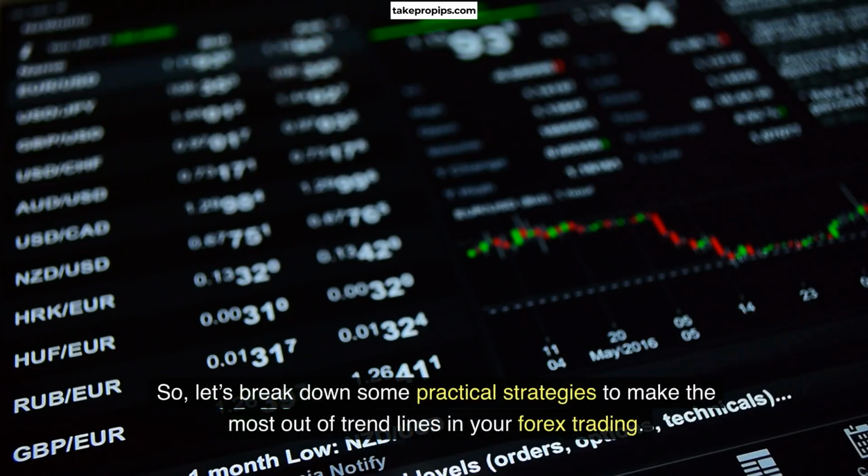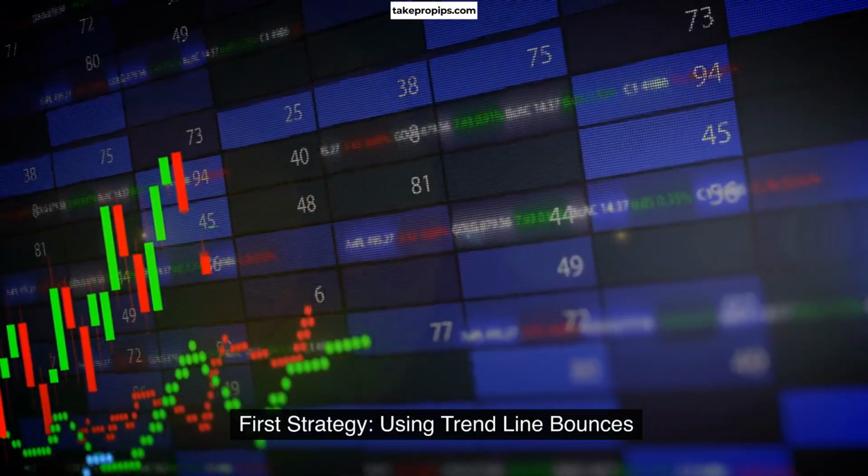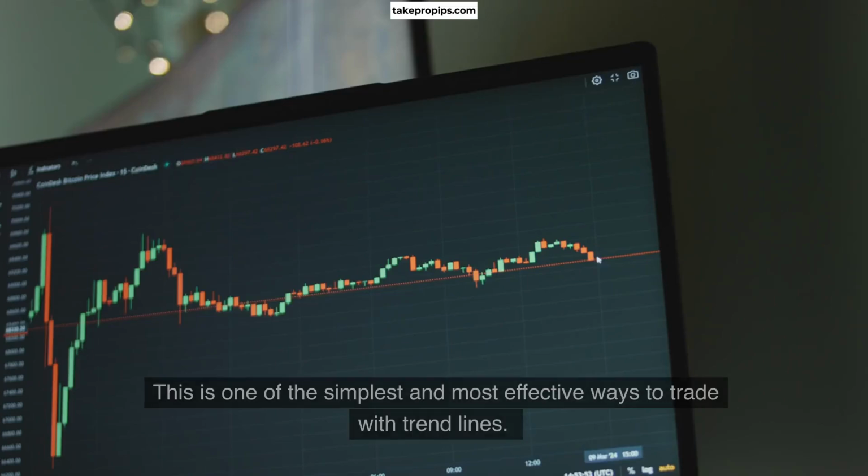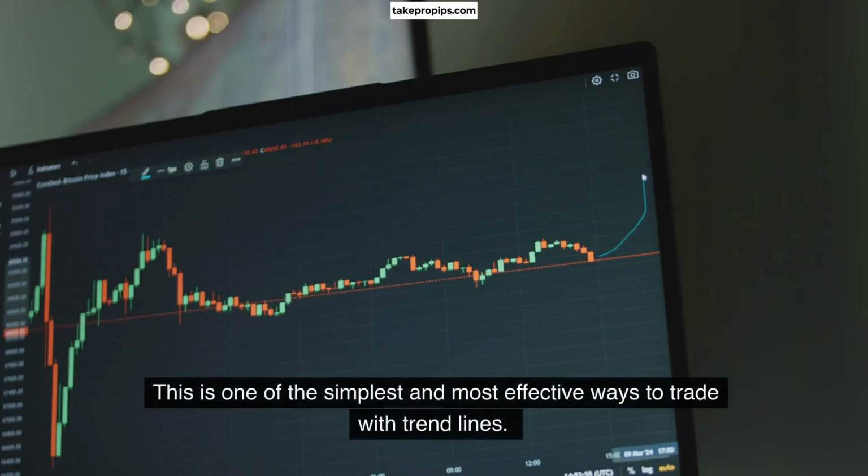So, let's break down some practical strategies to make the most out of trend lines in your Forex trading. First strategy. Using trend line bounces. When price approaches a trend line that you've drawn, look for a bounce. This is one of the simplest and most effective ways to trade with trend lines.